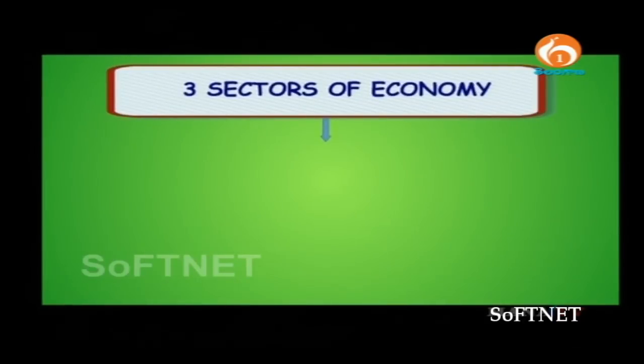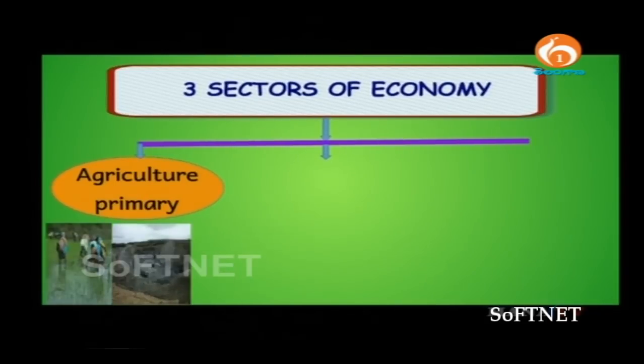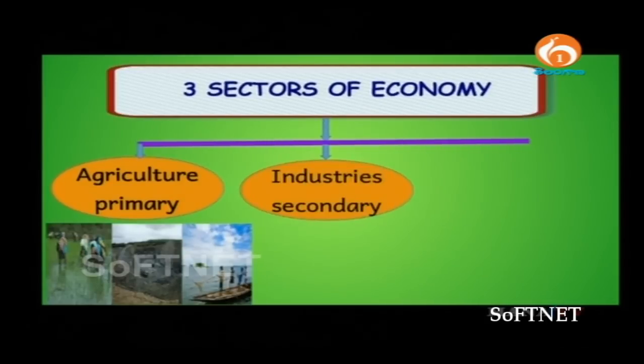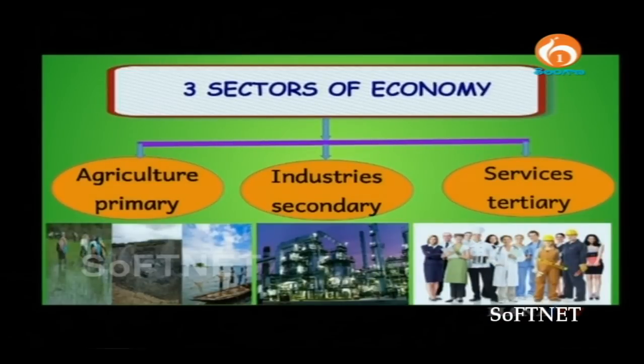There are three sectors of economy, as we have learnt in our earlier chapters. The primary sector constitutes agriculture: farming, mining, fisheries. Secondary sector constitutes industries, both small scale and large scale. And the third sector, which is known as service sector or tertiary sector, constitutes services.